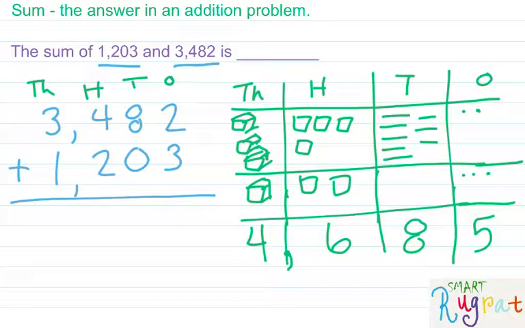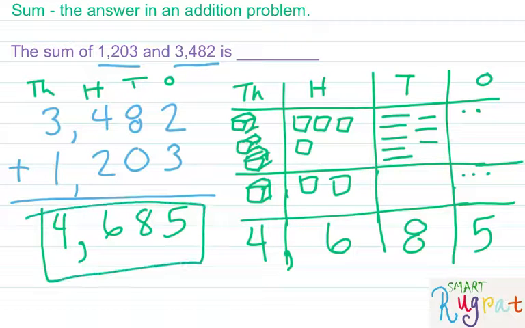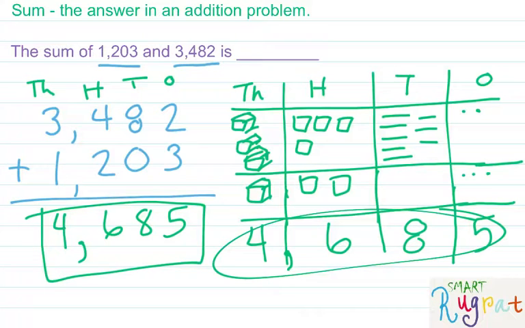Now we're going to use the algorithm on the other side to check. 2 plus 3 is 5. 8 plus 0 is 8. 4 plus 2 is 6. And 3 plus 1 is 4. We also bring down the comma. So my answer is 4,685. And we double checked it.